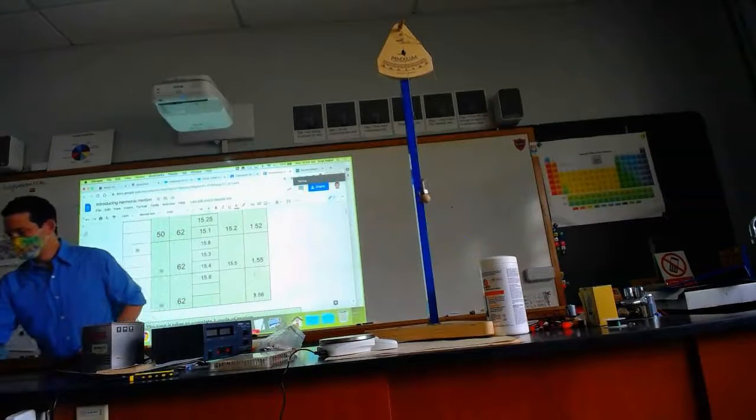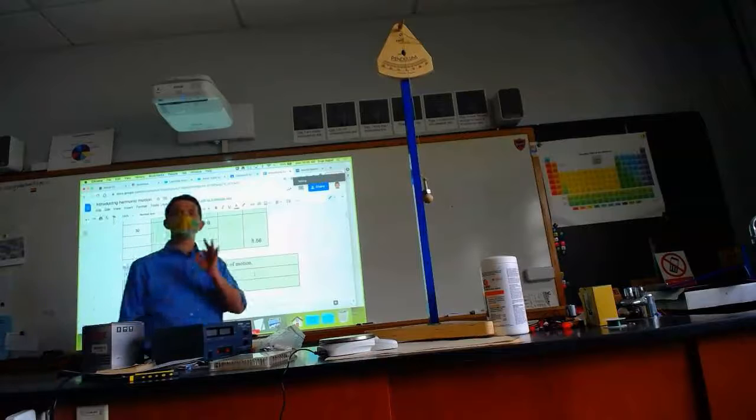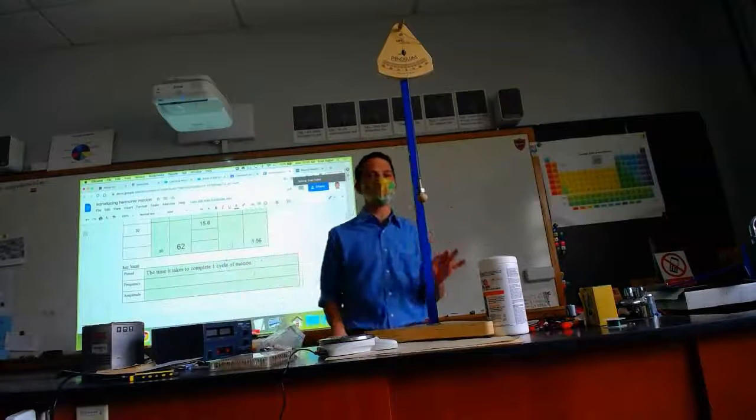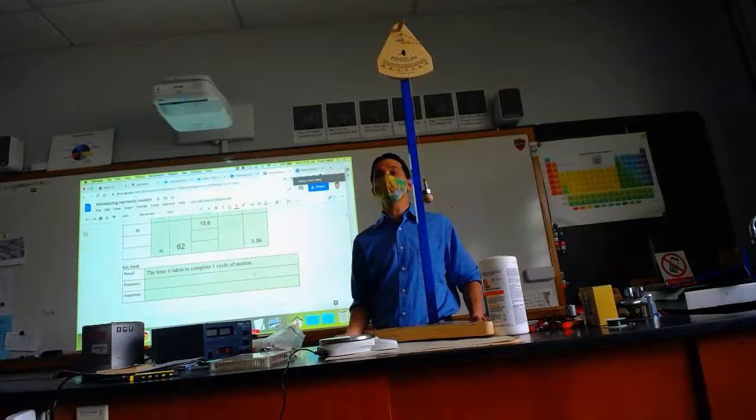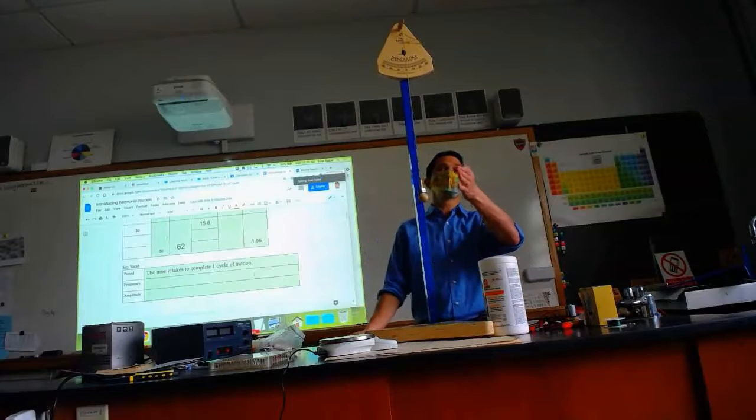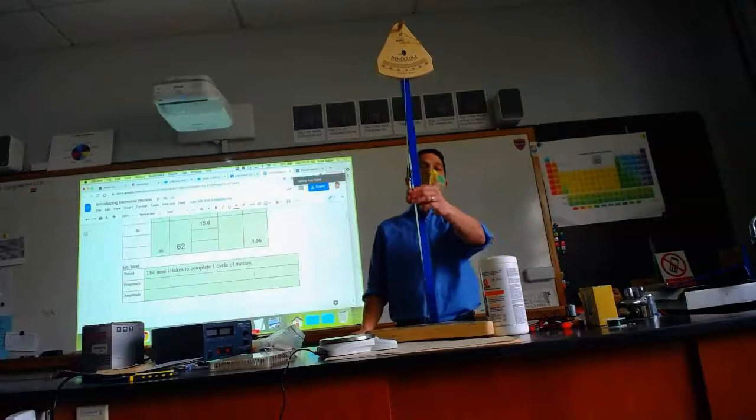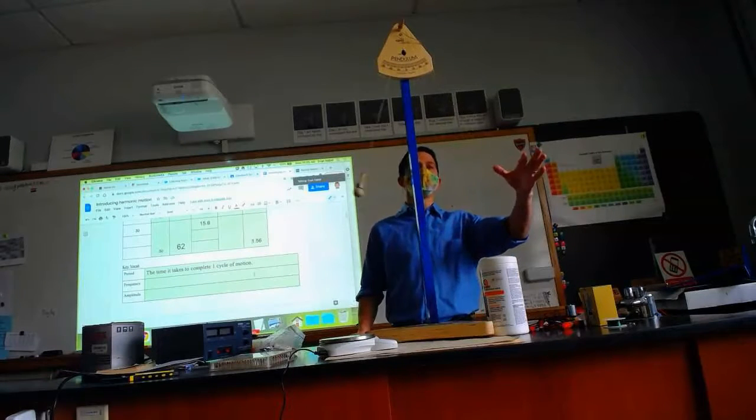Now, there are 3 key vocab concepts that we need to understand about harmonic motion. The first one was period, the amount of time it takes for one cycle. What did we say was the period of this pendulum?